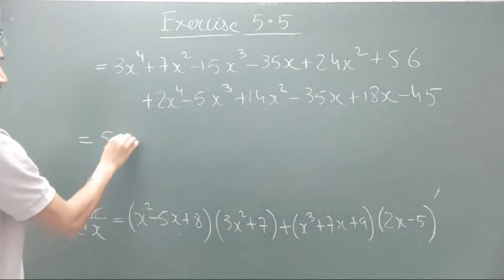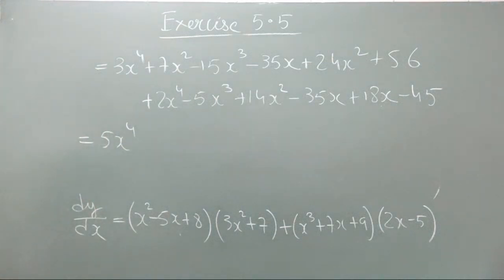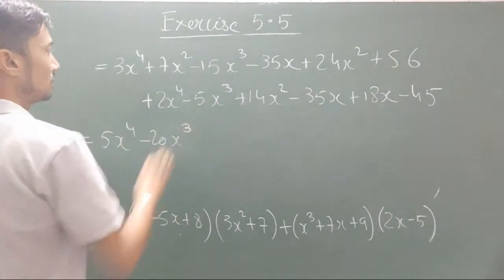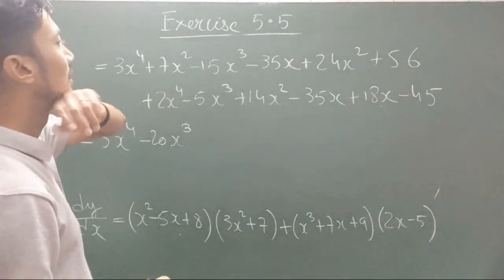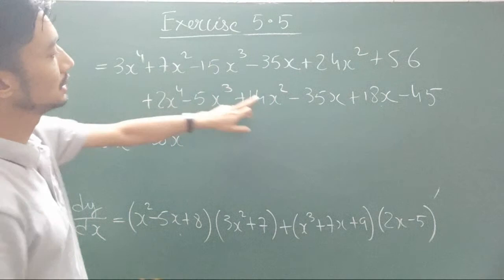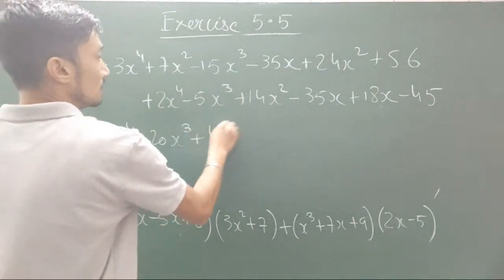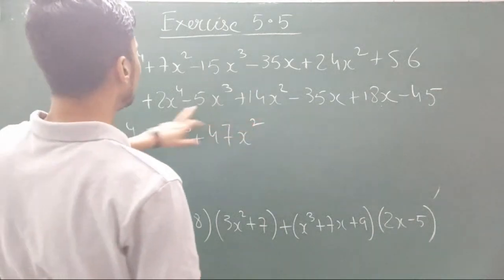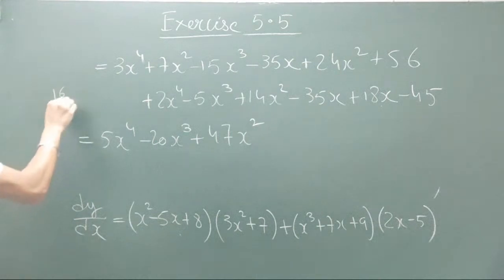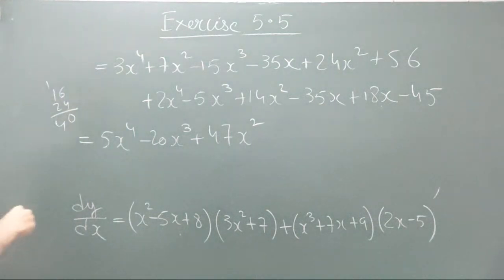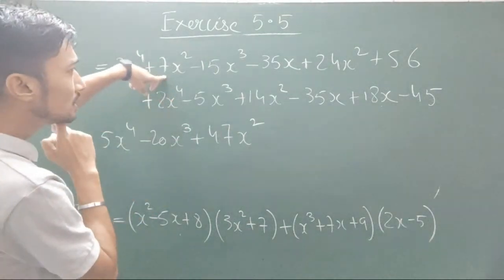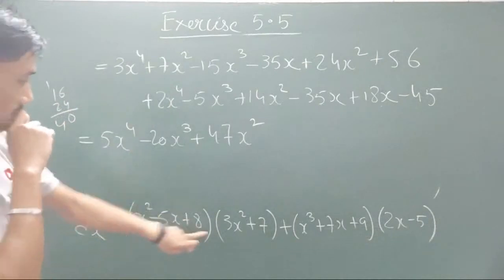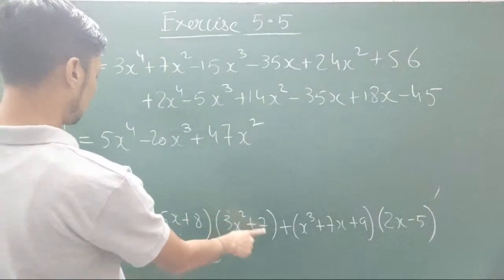So 5x power 4. What about x cube? 15, 20x cube. x squared, 7, 24, 31, 32, 33, 43, 44, 47. 47x squared maybe. 14, 15, 16 plus 24. 40. 7x squared. 3x squared plus 7x squared.